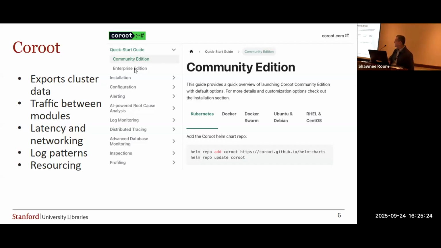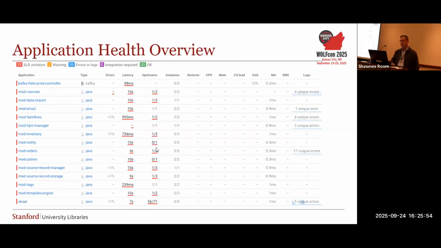So we also got this other observability tool installed called Coroot. I don't know if you can really see at the top, but it says Coroot up there, but this thing is in the way. It is a Helm chart that we deployed in the cluster, and it gives you all sorts of cluster data. It tells you the traffic between modules, describes the latency and different networking aspects. It drills into different log patterns, and it gives much better, although not as timely, resourcing statistics and graphs.